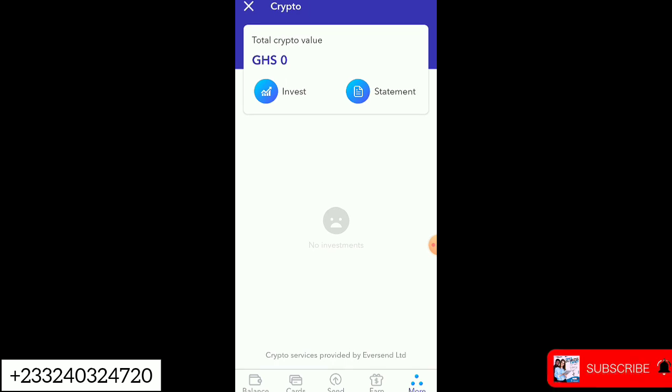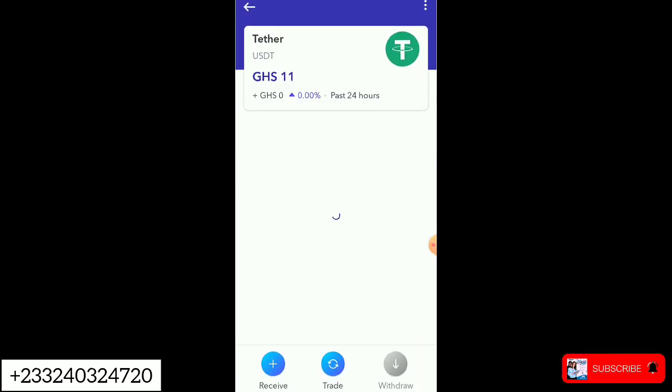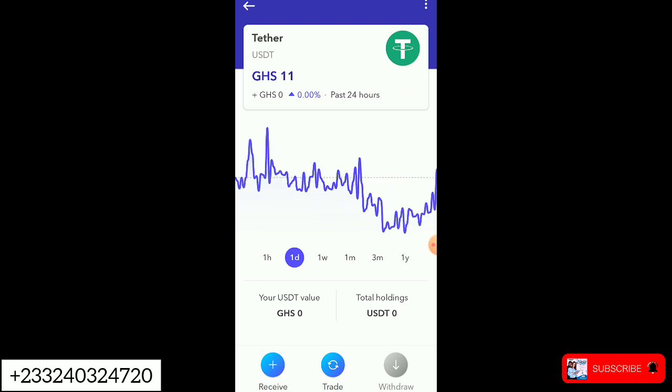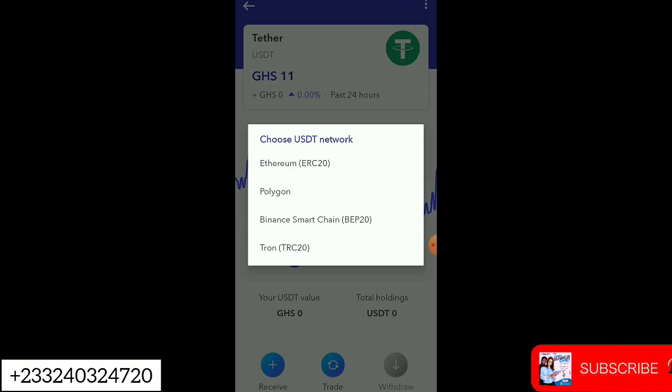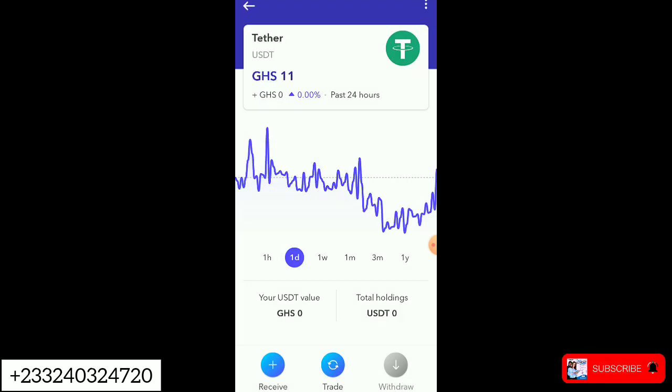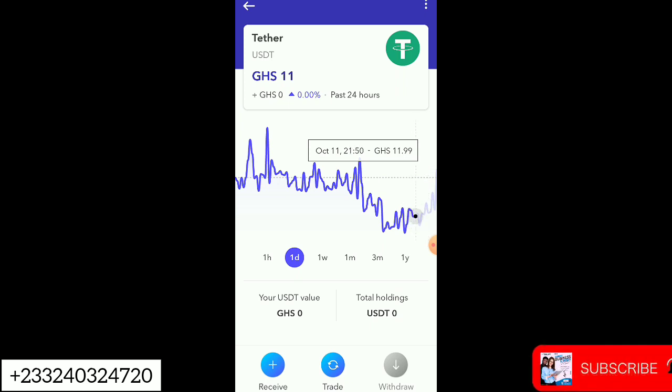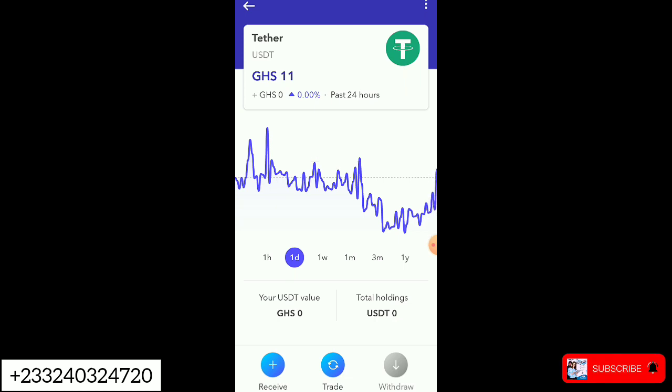Then you click on crypto, invest, USDT, and then click on receive. With this receive, you can receive any USDT from any platform straight into your USDT account. This is what we have been doing. Two days ago, the value of the USDT was around 12, and right now it is 11. You see that? So this is how we'll be doing it.